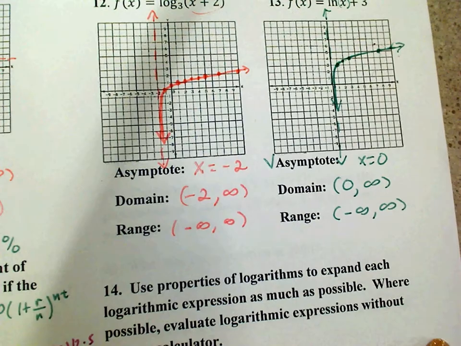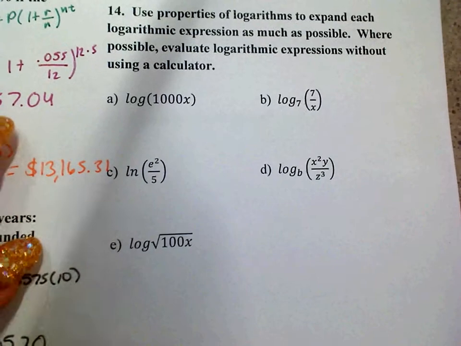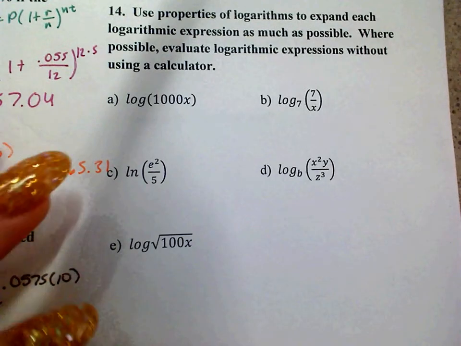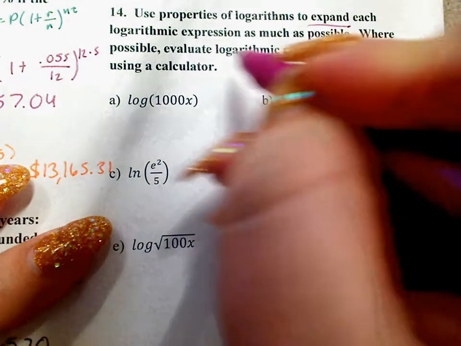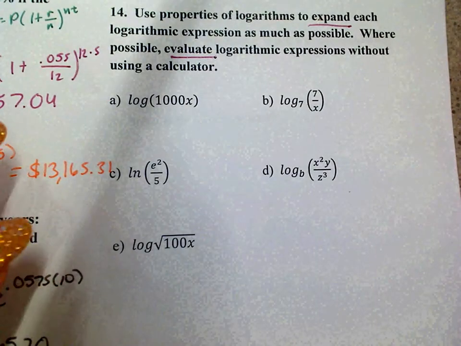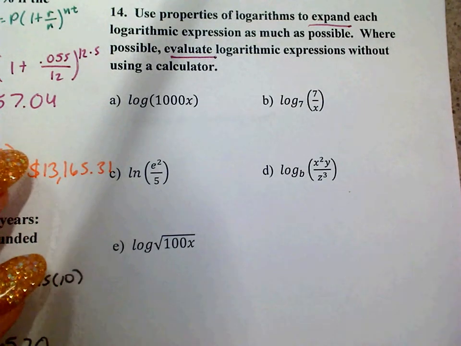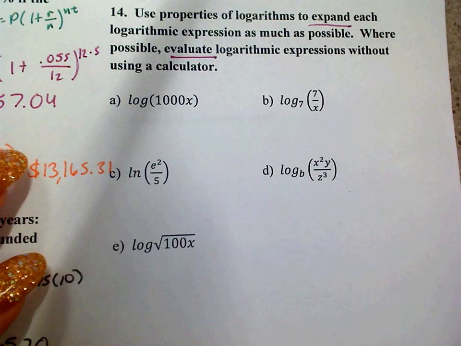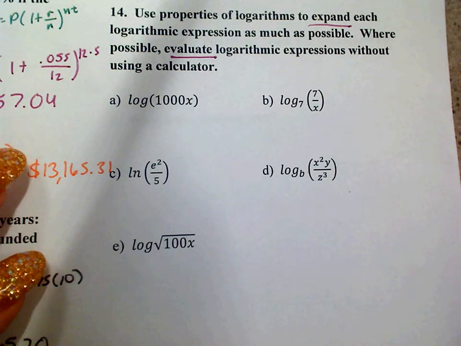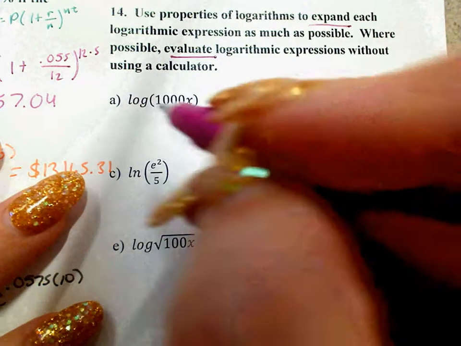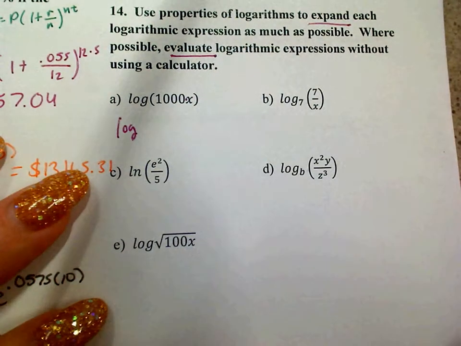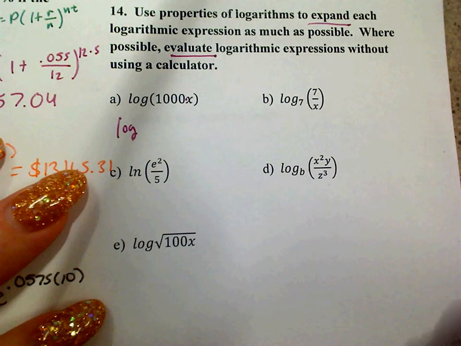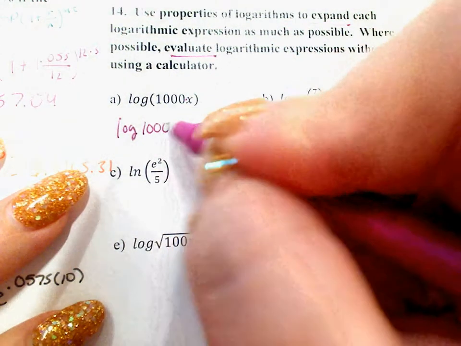Okay, properties of logarithms. They will give you the properties, and I'll show you what they'll give you in a minute. I need to expand and then evaluate, okay? It does say without using a calculator. Anyway, if two things are being multiplied, how do you separate them, guys? With addition. So log of 1,000 plus log of x.